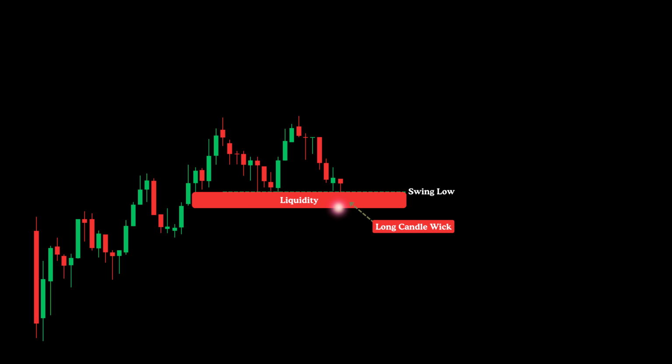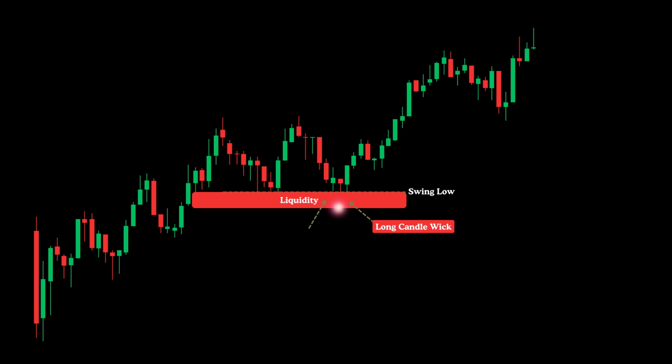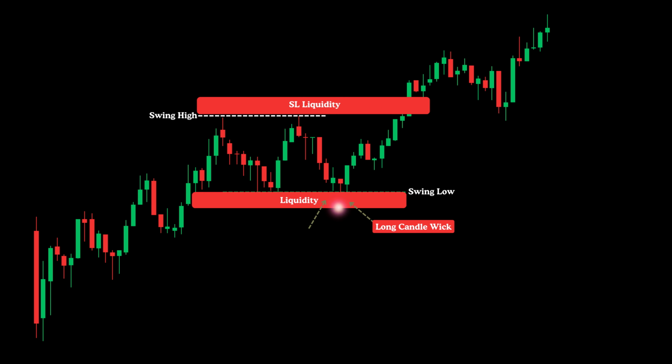Observing this breakdown, any sellers who shorted here become fully trapped. You may also notice that the market has not yet broken its previous swing high. This means those who sold here still have their stop losses active. To trigger these, the price sweeps away liquidity and climbs back up.